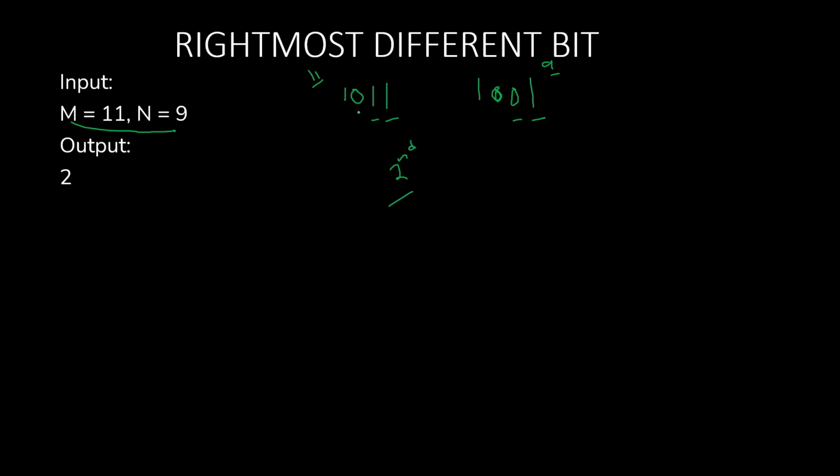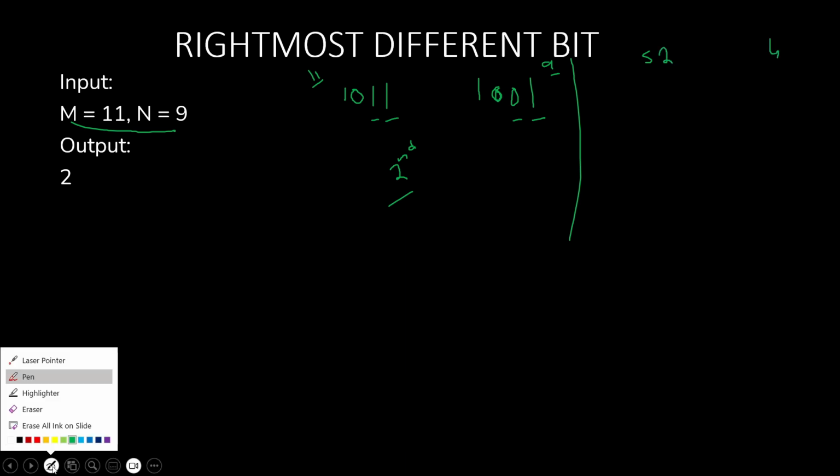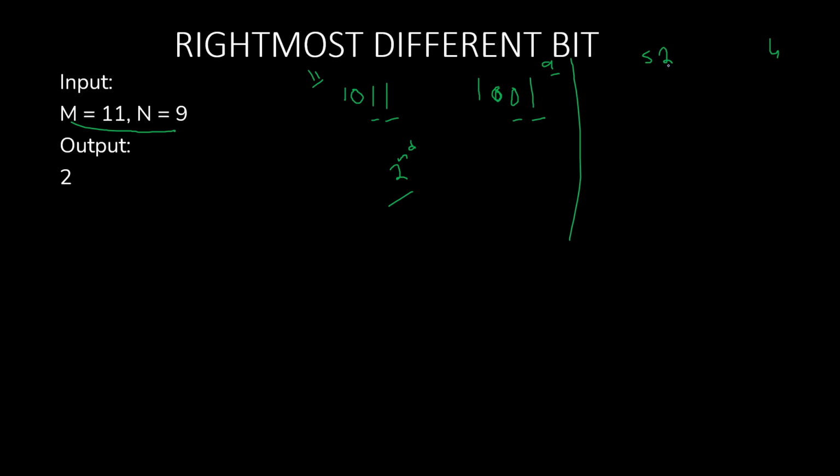In this question, if you carefully observe, the binary value length is the same for 11 and 9. But let's take another example, 52 and 4. Here we get different length values. Let me write it down. 52 is 110100, and 4 is 0100. You can see there is a difference in length.